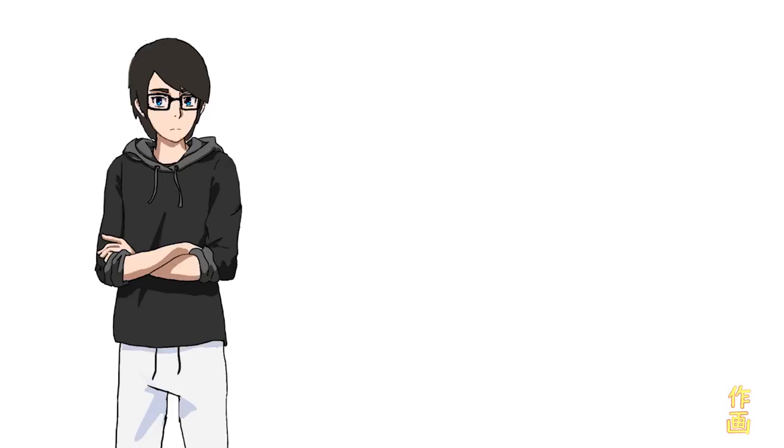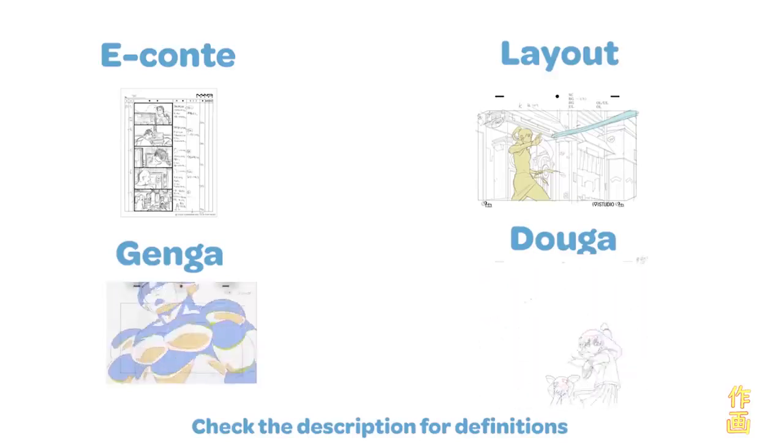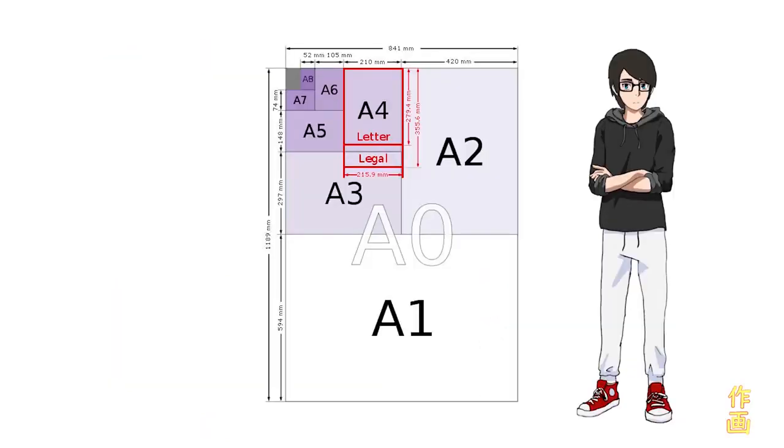If you're interested in using the animation tools that are tried and true, here's what's used in the industry primarily. Ekonte, layout, genga, and doga are drawn on pre-made templates that have been made by the studio. Paper size can vary, but A4 is almost universal.